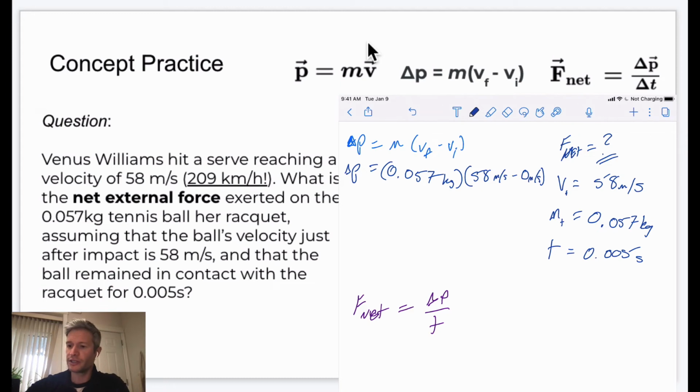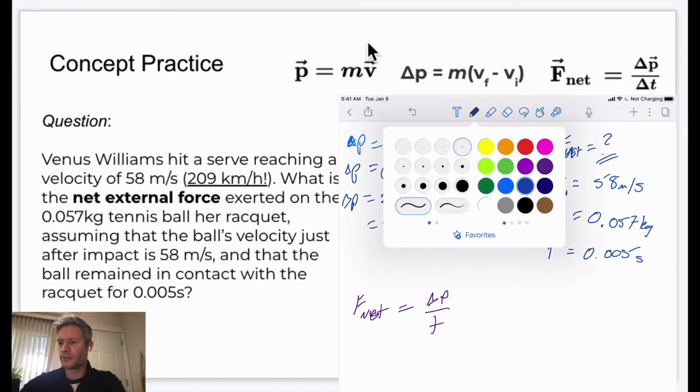So initially 0. So when we calculate that out, we find that the change in momentum is 3.3 kilogram meters per second, right? And again, just pulling the SI units from the equation itself, kilogram meters per second. Okay.